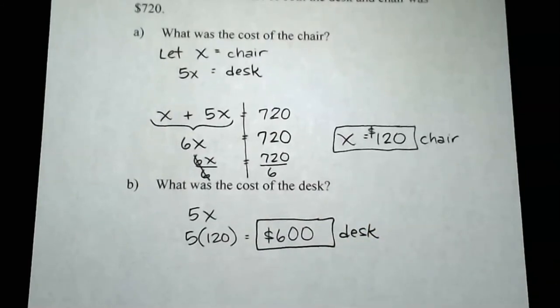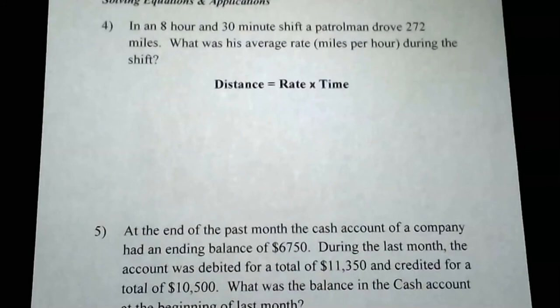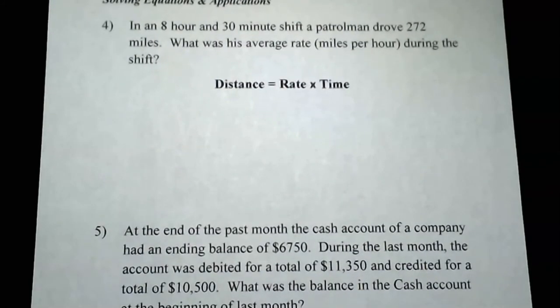There's your cost of your desk. All right, so let's take a look at number 4. It says in an 8-hour and 30-minute shift, a patrolman drove 272 miles. What was his average rate in miles per hour during the shift?